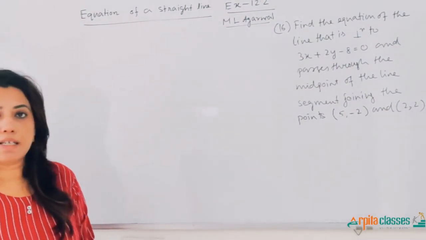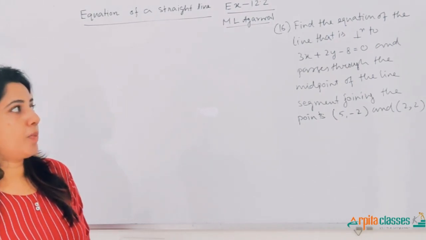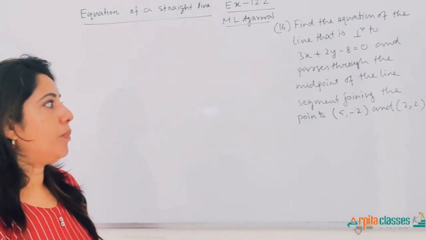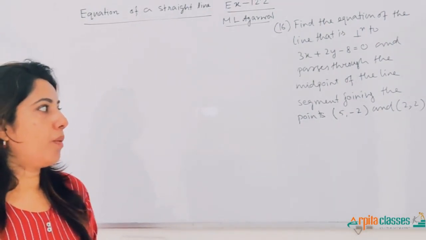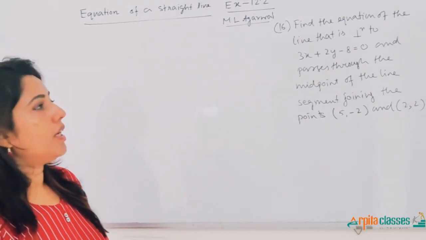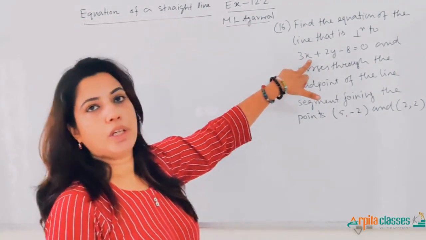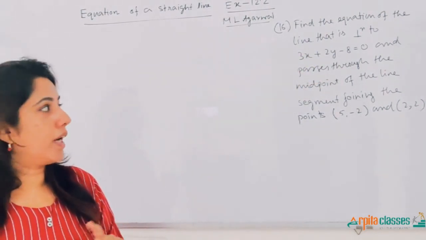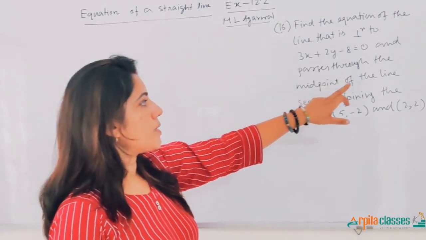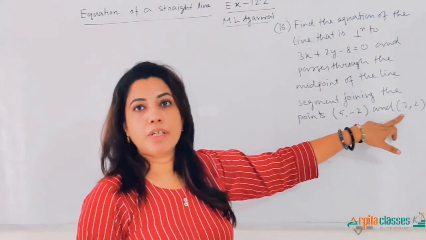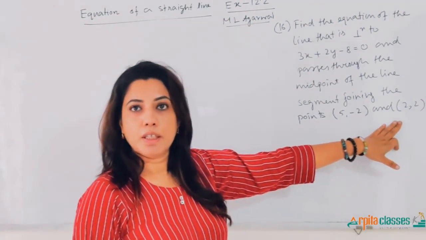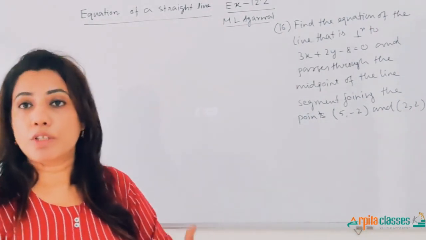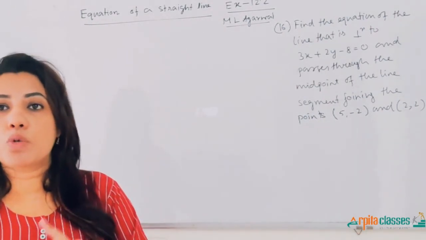Now let us see question number 16. Find the equation of the line that is perpendicular to 3x plus 2y minus 8 is equal to 0 and passes through the midpoint of the line segment joining the points 5, minus 2 and 2, 2. So now we need the equation of the line which is perpendicular to this line. So from here we have to use the information m1 into m2 is equal to minus 1, so we get the slope of the required line. And also it is passing through the midpoint of the joining of these 2 points. So we have to find out the midpoint through which the required line passes. So we have the slope of the required line, we have the point through which it passes, so we can get the equation by the slope point form.